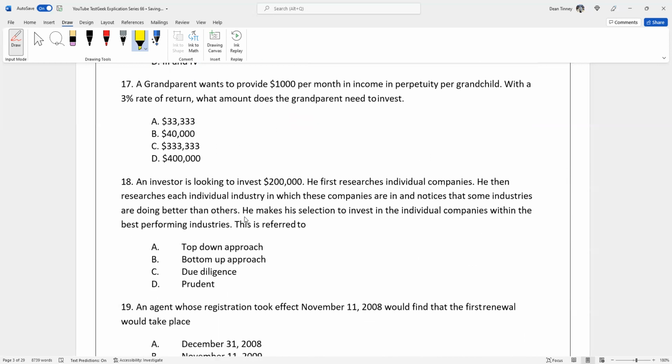A grandparent wants to provide $1,000 per month in perpetuity per grandchild with a 3% rate of return. What amount do we need? And what we're going to do here in 17 is we're going to take the $12,000 per year, divide by the 3% return, and we're going to get $400,000. Yeah, I don't know if you're going to see that or not.